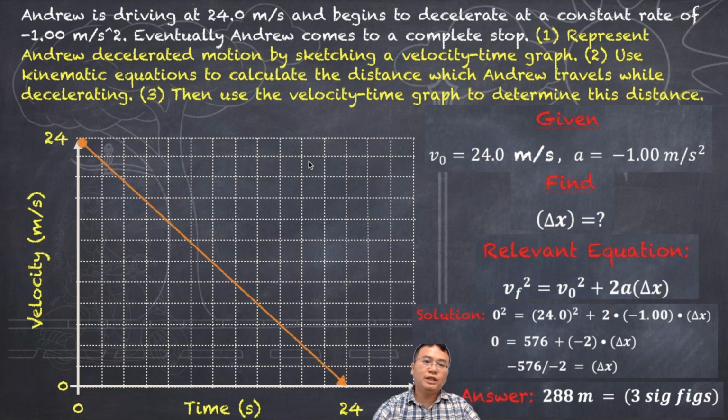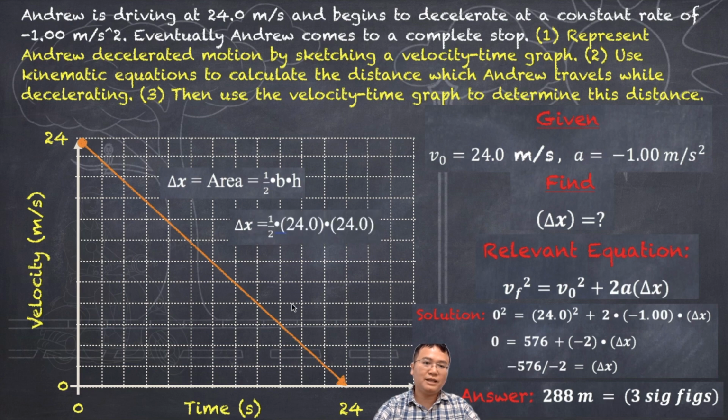So the next thing we need to do is use the velocity-time graph to determine the distance. So this is the velocity-time graph. How do we determine the distance based on this graph, without using the kinematic equations? You should remember that to find the distance Andrew traveled from the velocity-time graph, you need to find the area under the line here. So area equals 1/2 base times height. We just put in 24 because that's the base, and 24 because that's the height, and that would give us 288 meters. These are two different methods of solving the problem, and both methods lead you to the same result.